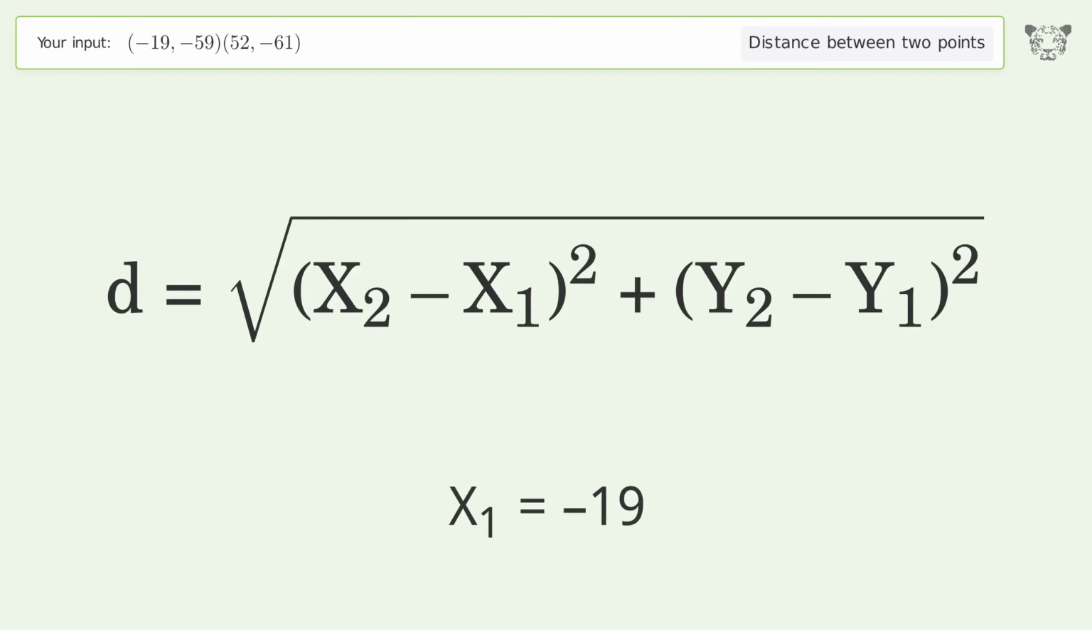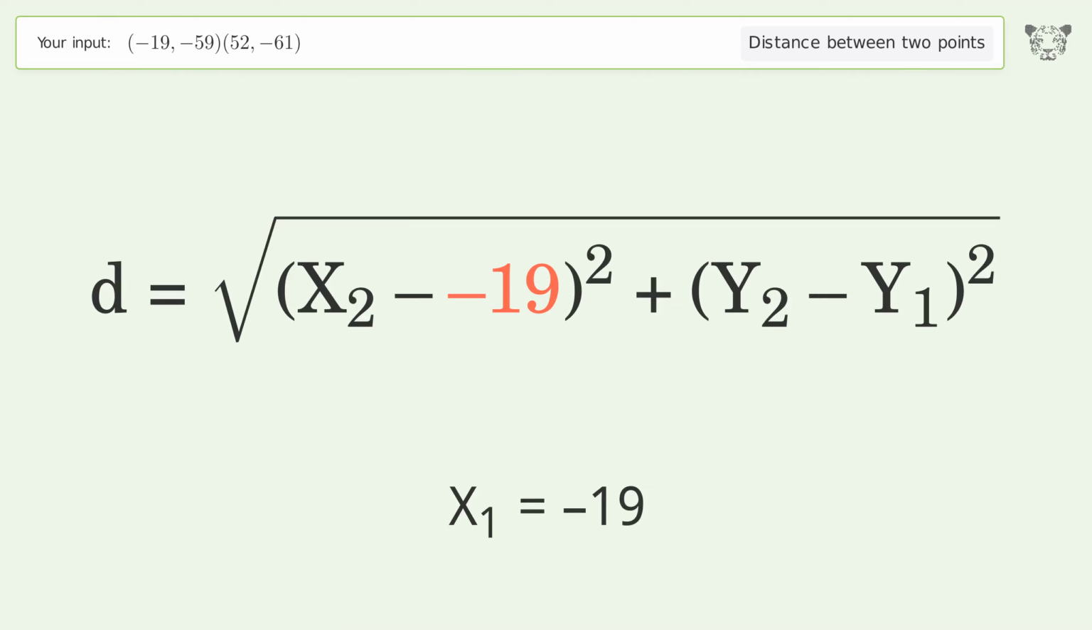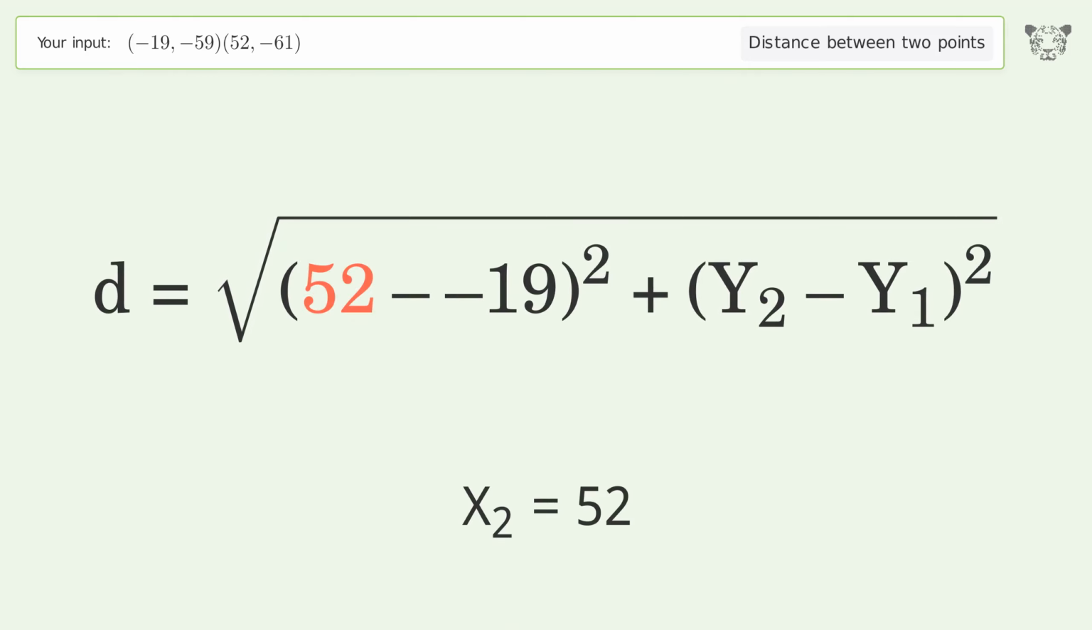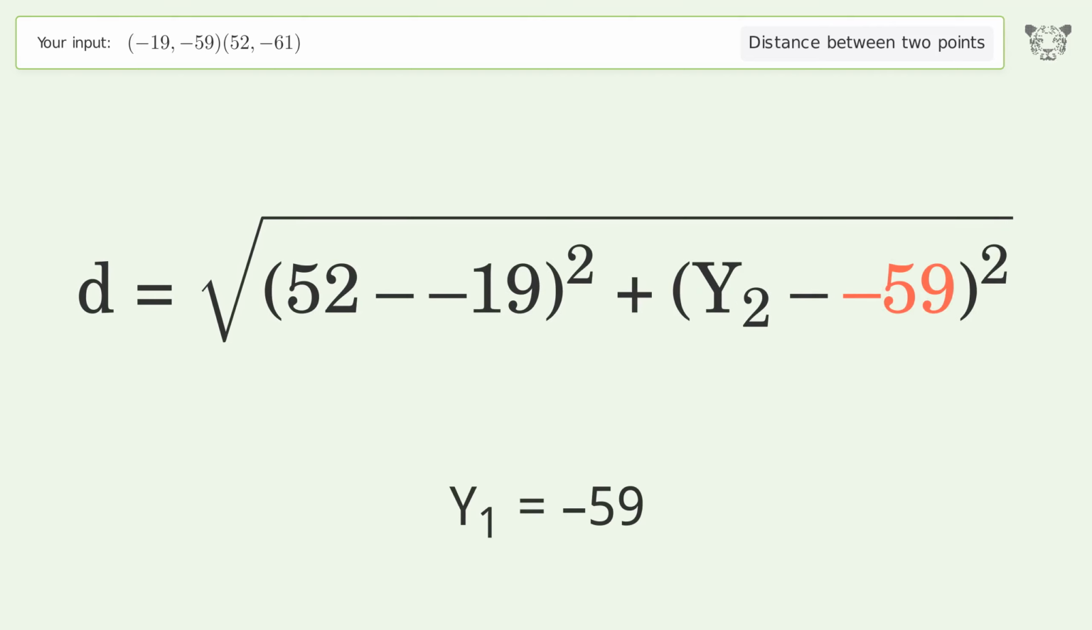x1 equals -19. x2 equals 52. y1 equals -59. y2 equals -61.